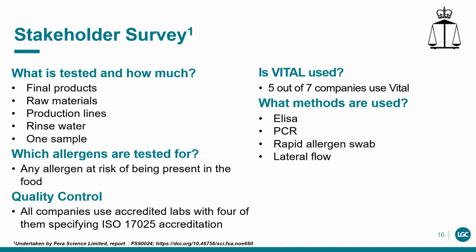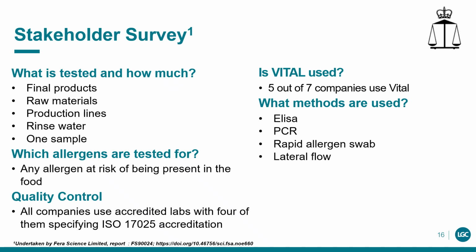A survey on the allergen testing procedures of 7 UK food suppliers has been undertaken by Fera Science Ltd. The results showed that of the 7 companies surveyed, all of them test the finished products, 4 test raw materials, dependent on there being a recognised risk of allergens being present, and 4 test the production lines to validate their cleaning processes. In addition, one company also tests the rinse water prior to use for the potential presence of allergens.